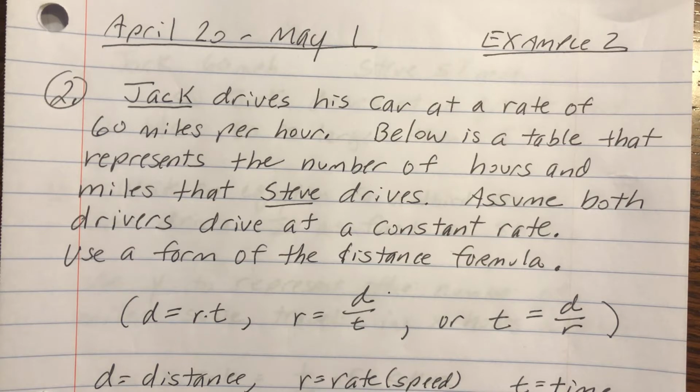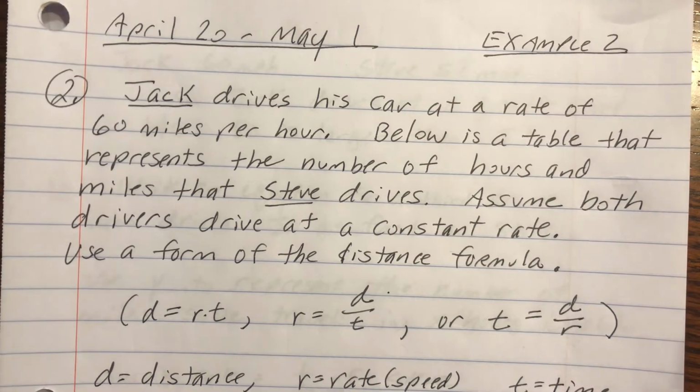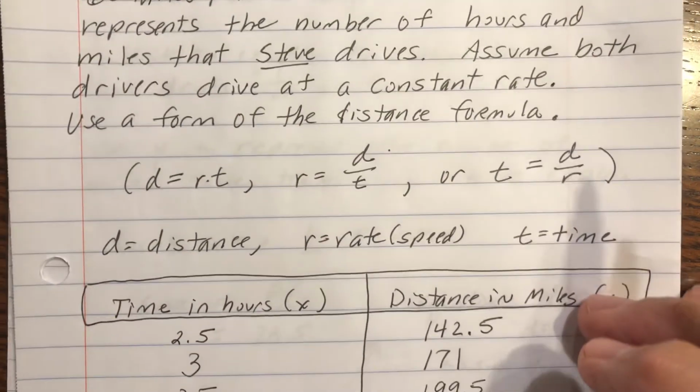The first form is D equals R times T. Second form is R equals D over T. And the third form is T equals D over R. D stands for distance, R equals your rate or your speed, and T is your time.